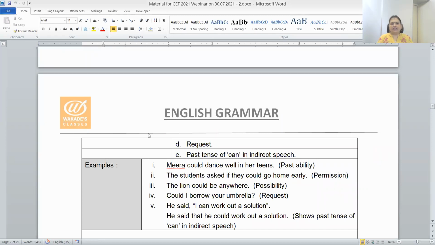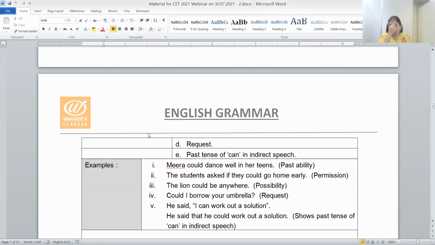The lion could be anywhere. Isn't the person expressing a possibility? The lion could be anywhere. He's not sure, but there is a possibility of the lion being there. So there in number 3, you have could performing the function of possibility. Then, could I borrow your umbrella? Children, this is a request. If you want somebody's umbrella, then you can also say, could I borrow your umbrella? So it's a request.